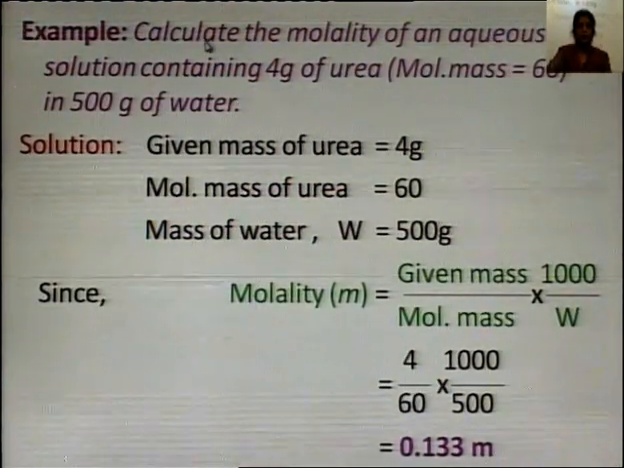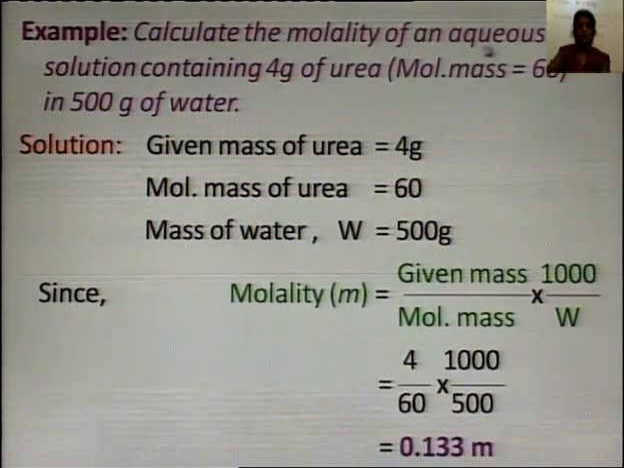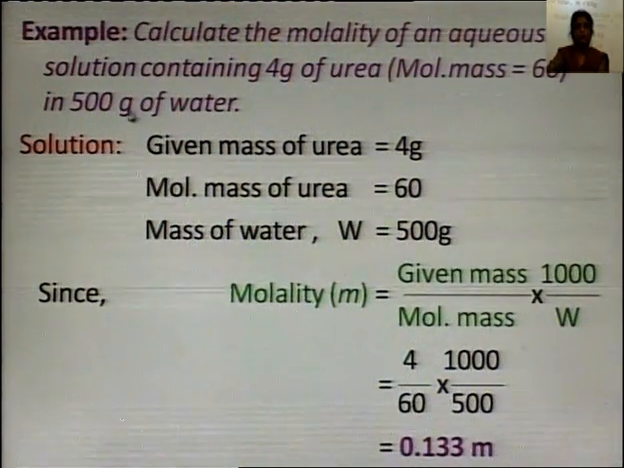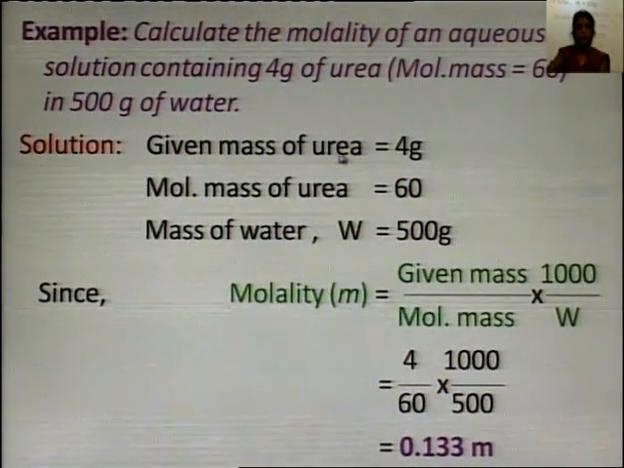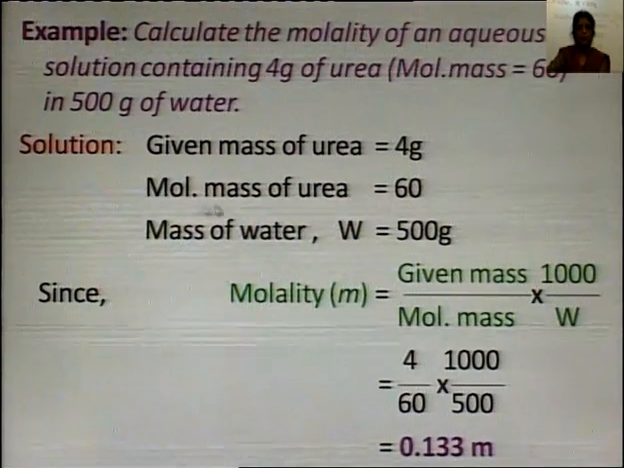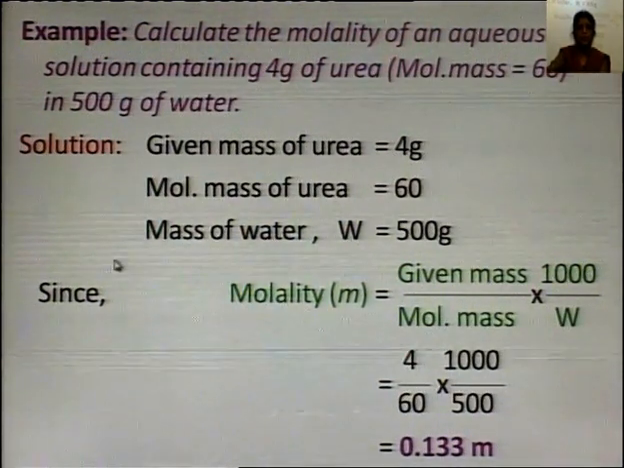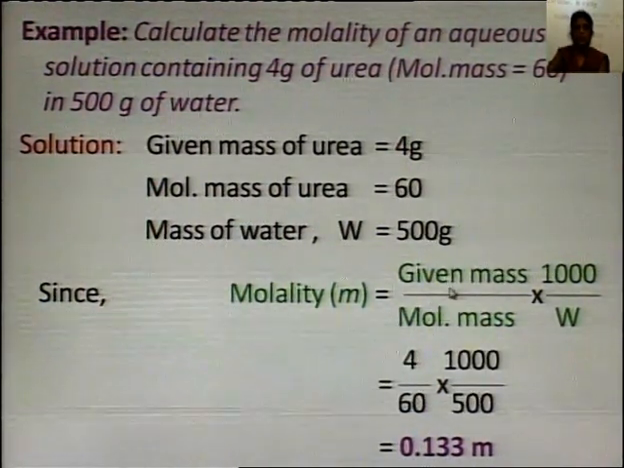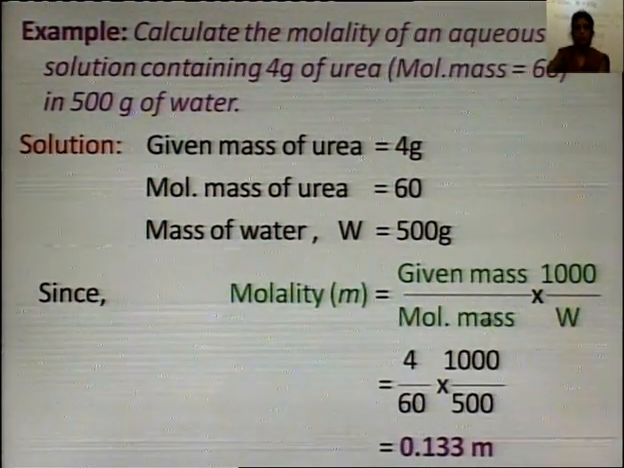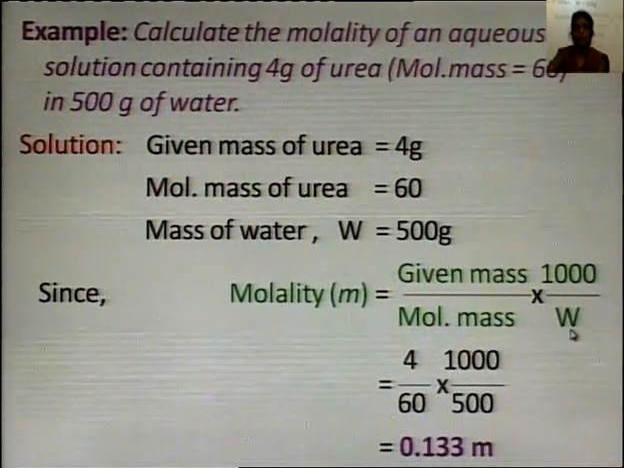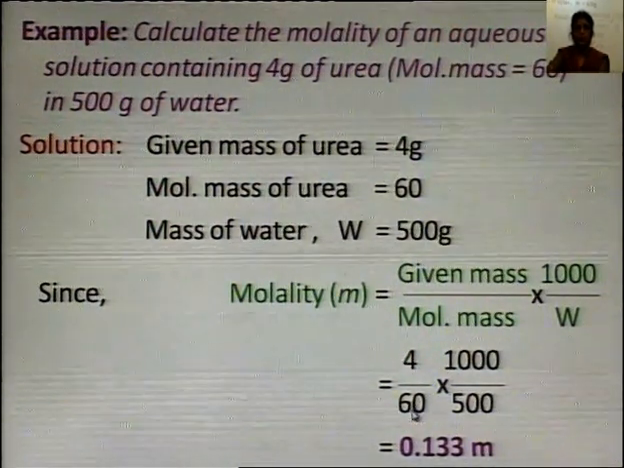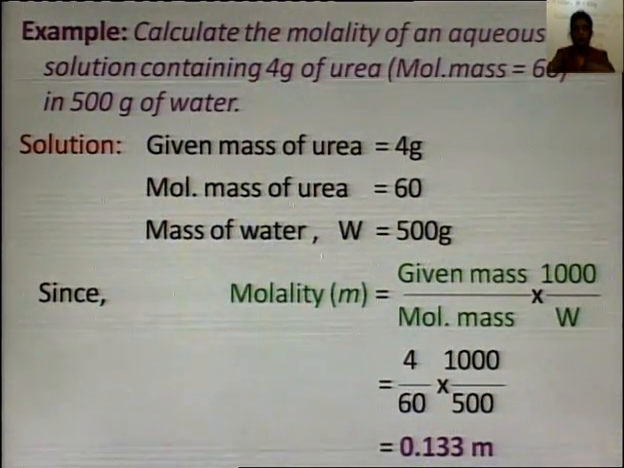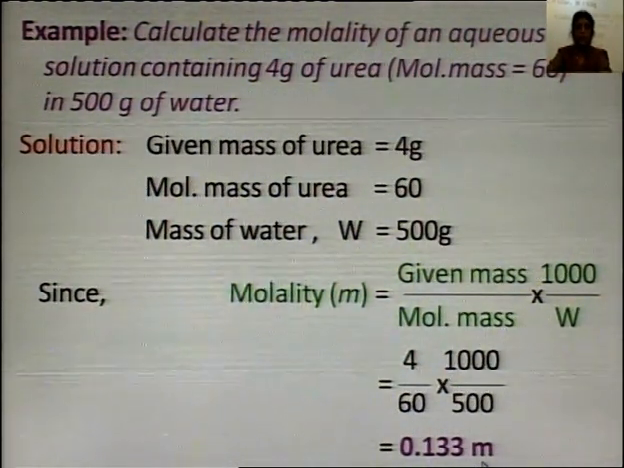So, molality does not change with temperature. So, we can have a numerical: calculate the molality of an aqueous solution containing 4 gram of urea in 500 gram of water. Given mass of urea is 4 gram, molecular mass of urea is 60, mass of water is 500 gram. So, molality is equal to given mass divided by molecular mass into 1000 upon W. Given mass is 4, molecular mass is 60, W is 500. So, result is 0.133 m.